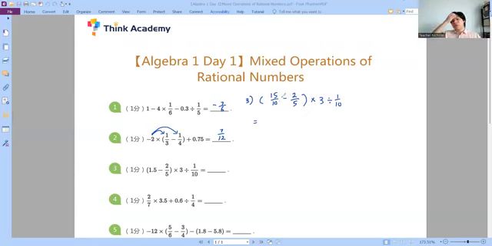What I'm going to do right here is to actually solve what's inside the parentheses first. Now, to get a common denominator, I'm going to multiply this by 2 and by 2. So this is going to be 15 out of 10 minus 4 out of 10.